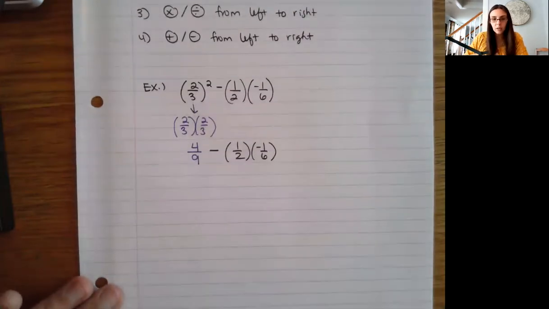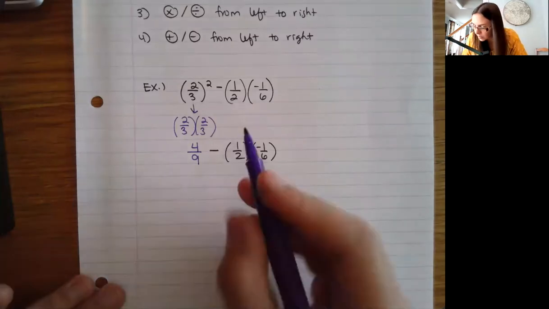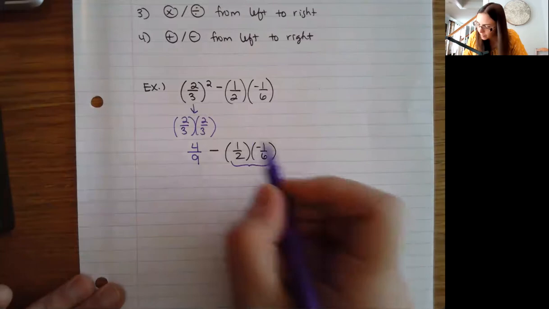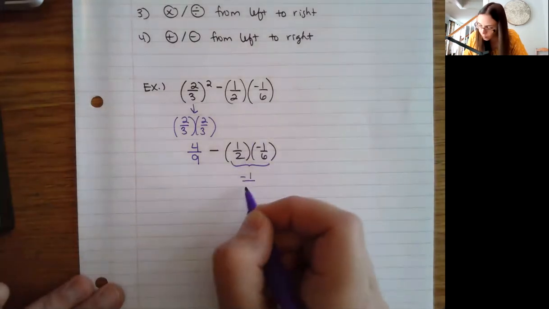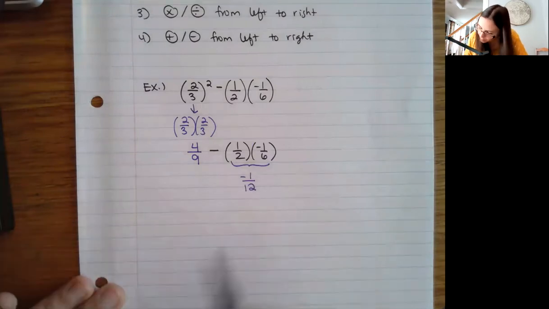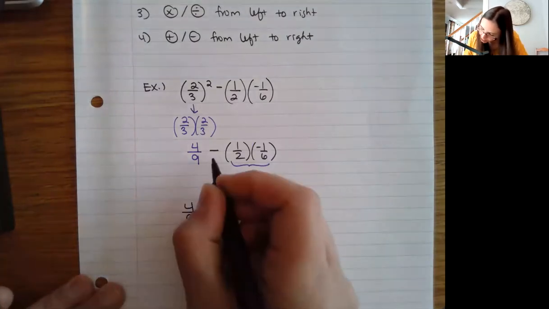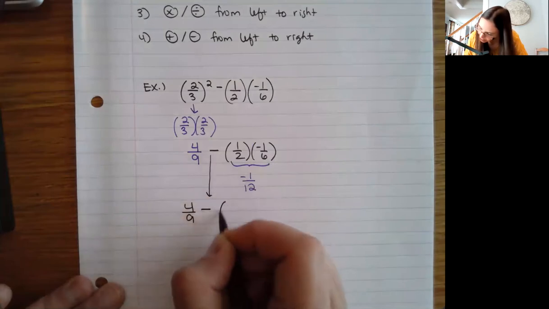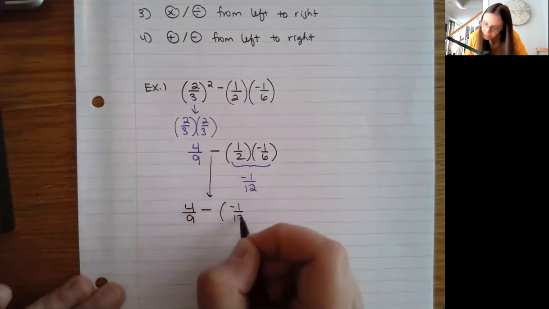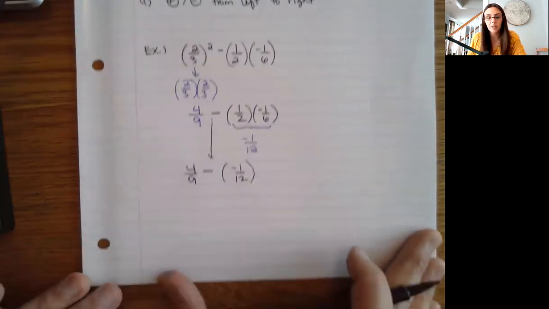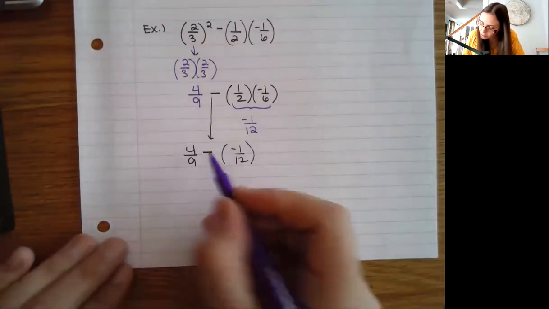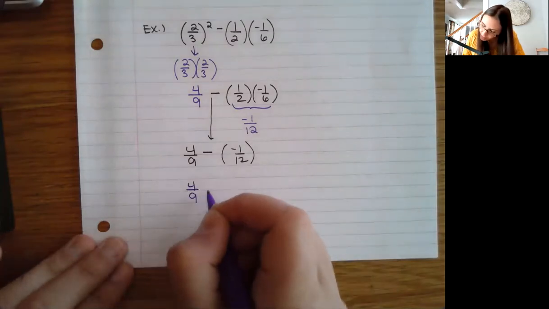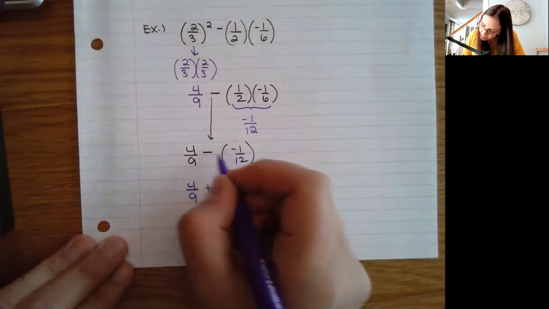Next, I'm going to go ahead and do my multiplication, right? I have no more exponents, so next is multiplying and dividing, and I do see that right here. So I'm going to multiply straight across. 1 times negative 1 is negative 1. 2 times 6 is 12. So this becomes 4 over 9. Bring that minus sign down, minus, and then here I have negative 1 over 12. Now you don't need the parentheses there. I'm just using it to help clarify because I have a negative. And finally, I can do my subtraction. So subtraction changes to addition, and then my negative changes to a positive, right? We keep change.